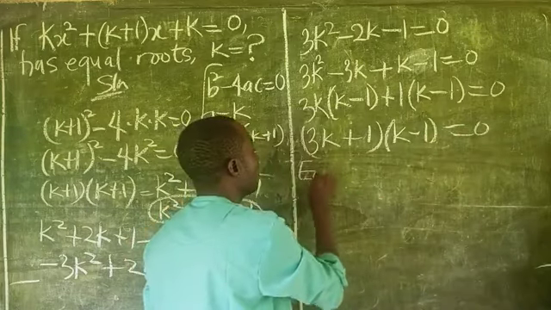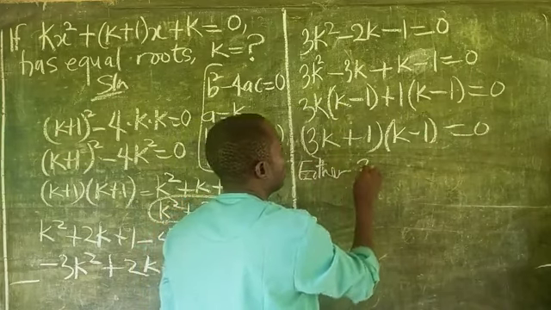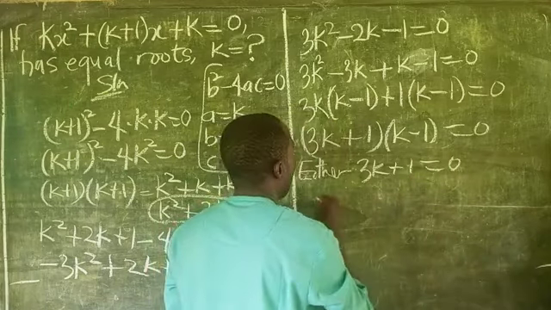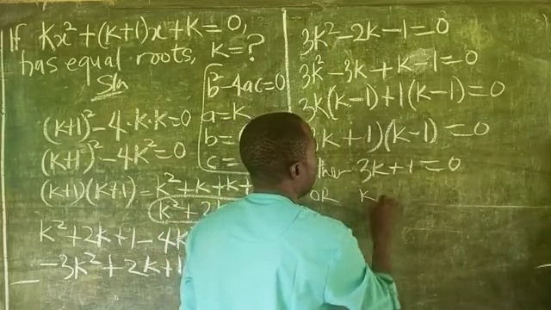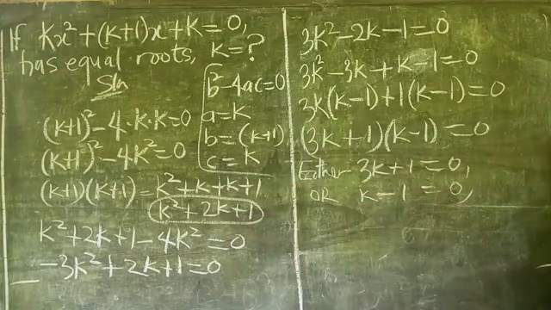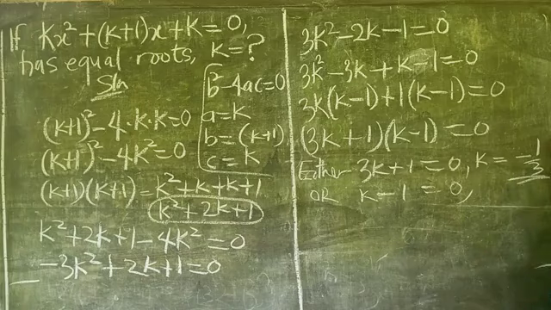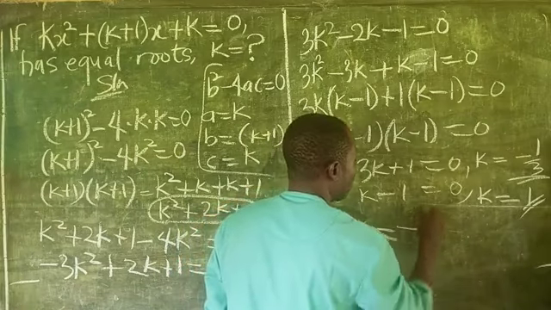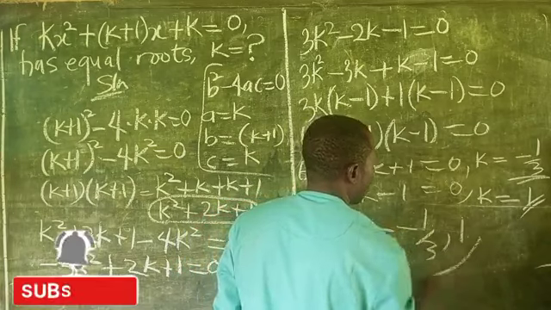So we can say either 3k plus 1 is equal to 0, or k minus 1 is equal to 0. From here, 3k plus 1 equal to 0, k will become minus 1 over 3. You can find that out. And here, k will be equal to 1. So this is our final answer: k is equal to minus 1 over 3 and 1.